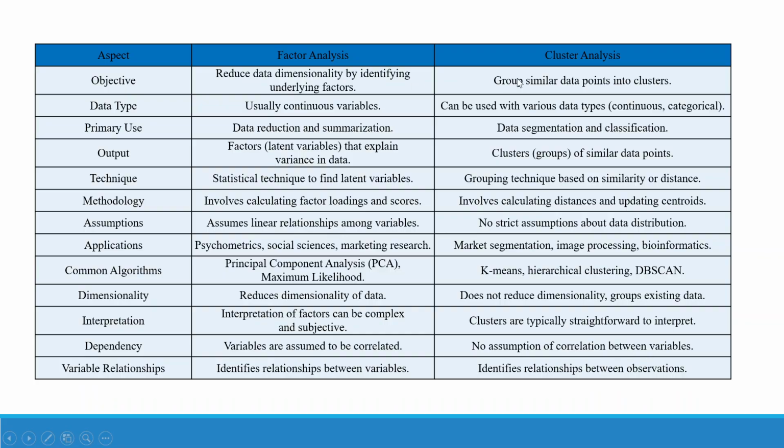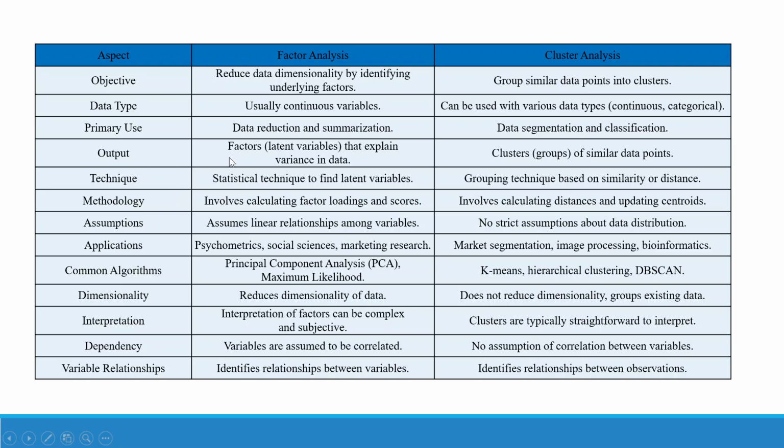Let's take the difference between factor analysis and cluster analysis. I've already uploaded the video on factor analysis, kindly refer to my playlist. The objective in case of factor analysis is to reduce the data dimensionality by identifying underlying factors. In case of cluster analysis, the objective is to group similar data points into clusters. Data type required in factor analysis is usually continuous variables, while in case of cluster analysis, we can work on continuous as well as categorical data. Primary use: data reduction and summarization. Here, the primary use is data segmentation and classification.